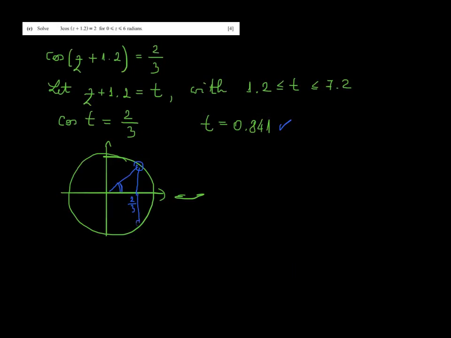Now, within the first revolution, I have another solution, and my second solution giving me the same cos is here. So my second solution is 2 pi minus 0.841. Now, to move on to the next revolution, the period of cos is 2 pi. So from these two solutions, I'm going to add 2 pi, and then add another 2 pi or subtract 2 pi until I get out of the domain.